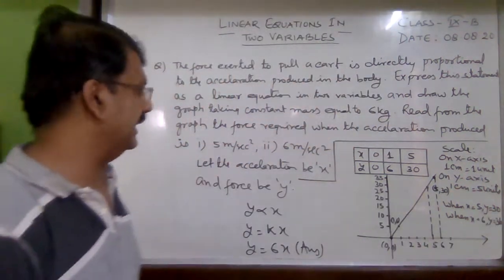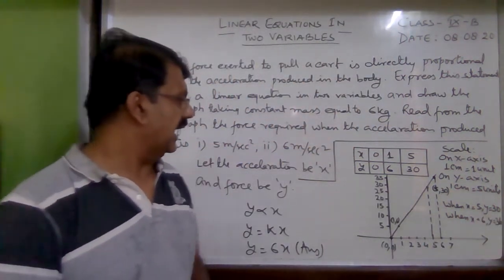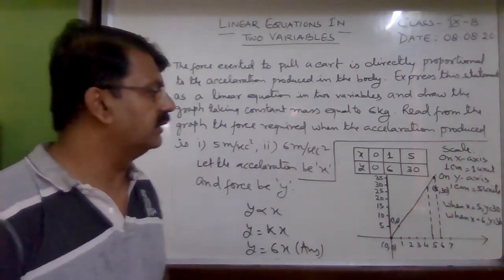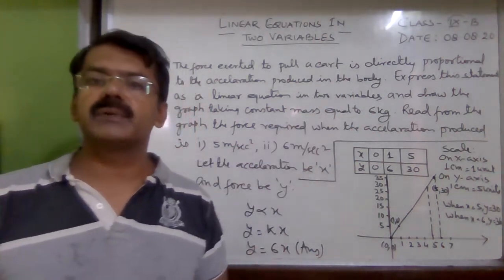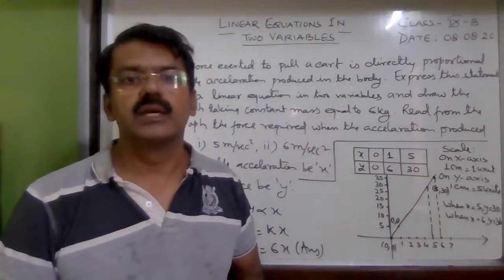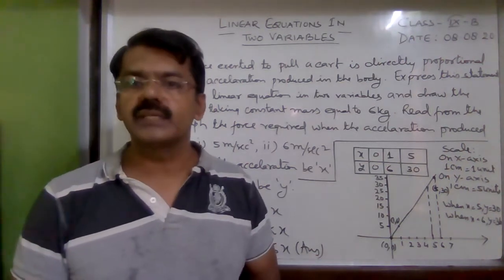If x is in meter per second square and the mass is in kg as it is given, then all of you know that the value of y will be in kg meter per second square or Newton. Actually it is nothing but the force, so all of you know that the unit of force is Newton.